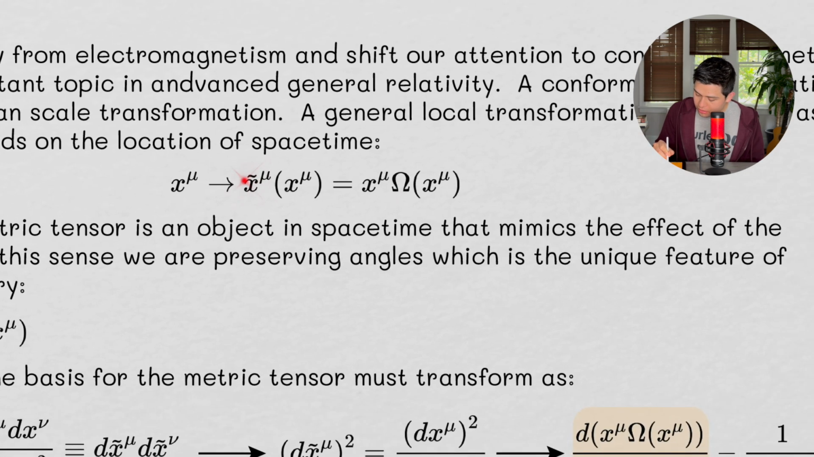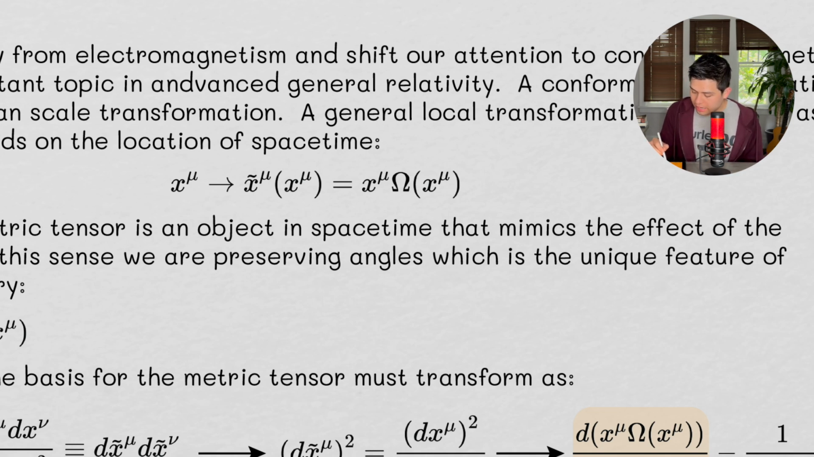And x tilde mu is a new, newly transformed coordinate system, and it's a function of the old coordinate system, right? So this new coordinate system is a function of the old coordinate system. So depending on where you are in spacetime, that's going to tell us what the new coordinate system is. So then that depends on where you are. Okay, so effectively this is a field. It's a field of transformations.